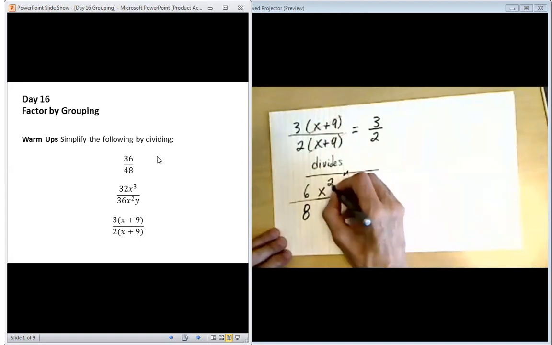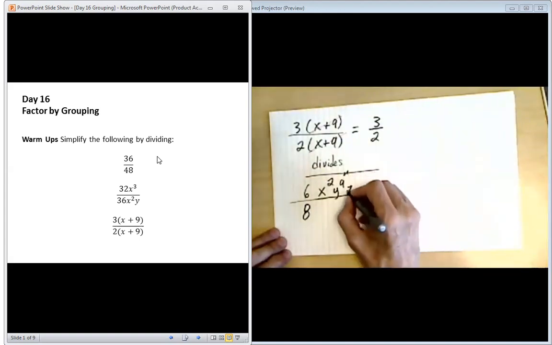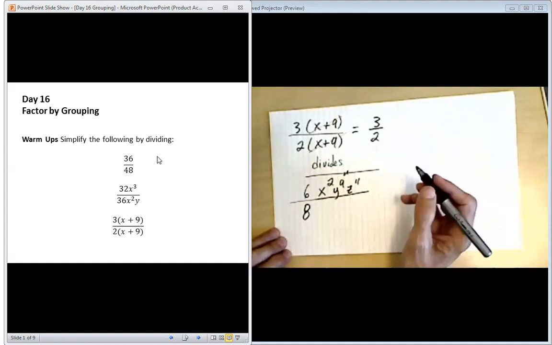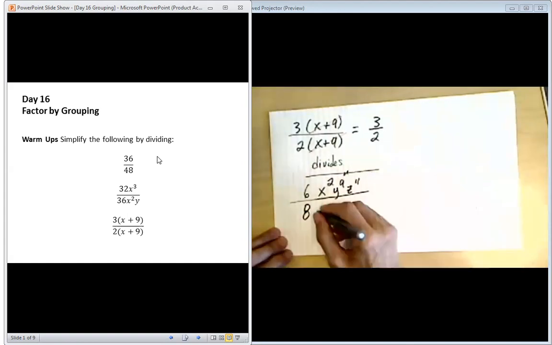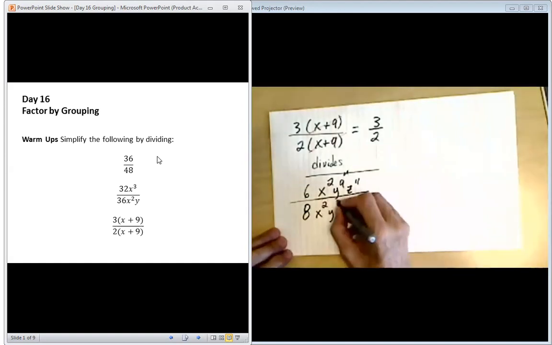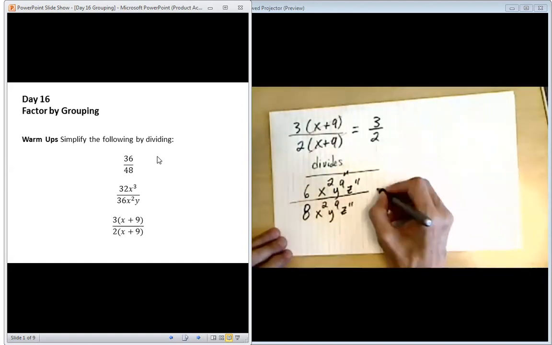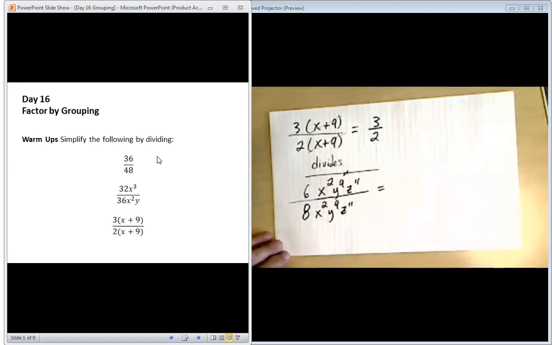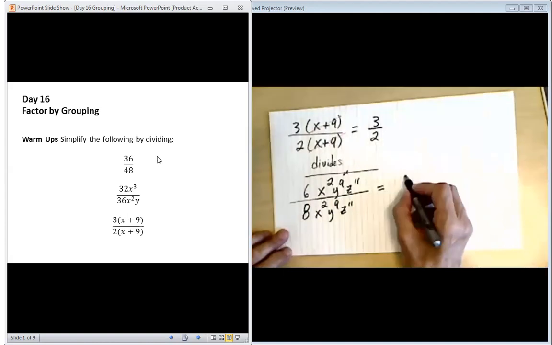X squared y 9 z to the 11, okay? X squared y 9 z to the 11, just to be funny. Six over 8 from class.